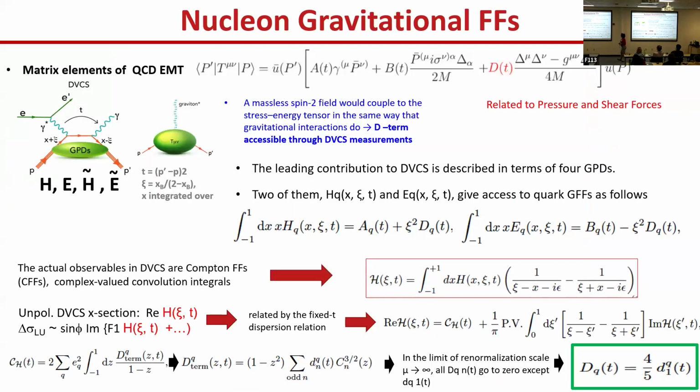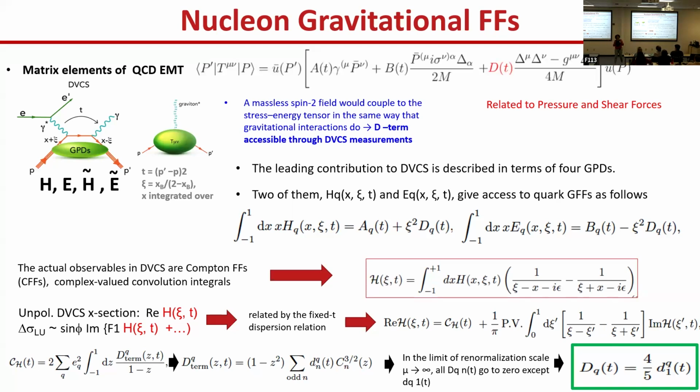Now, how can I use them? I told you when I introduced the gravitational form factors that there are actually four terms. C and C bar can be combined, so let's say three terms. So for a spin-1/2 particle, you have three gravitational form factors. One is related to the angular momentum, one is related to the mass, one is related to the pressure and shear force.